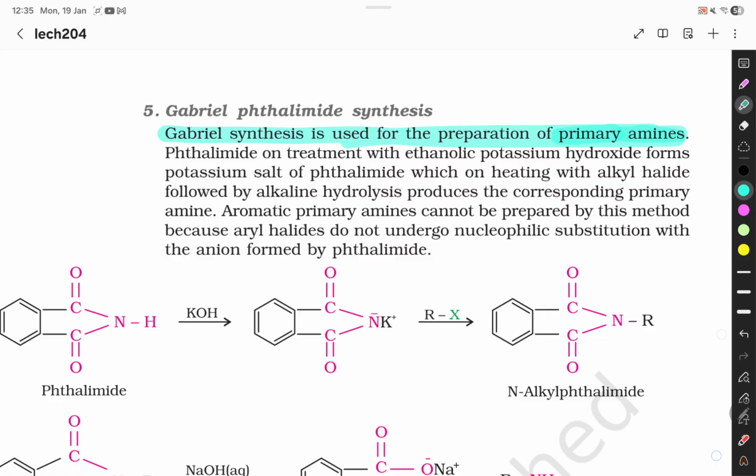Gabriel synthesis is used for preparation of primary amine from phthalimide. Basically, this is phthalimide. Okay, mug up what is phthalimide. So phthalimide reaction with ethanolic potassium hydroxide will form a negative charge over there, and then it'll do an SN2 reaction. That's all. That's why it's only primary amine.